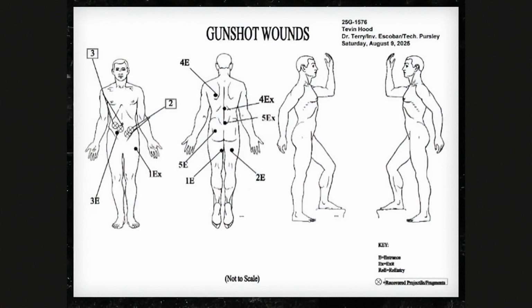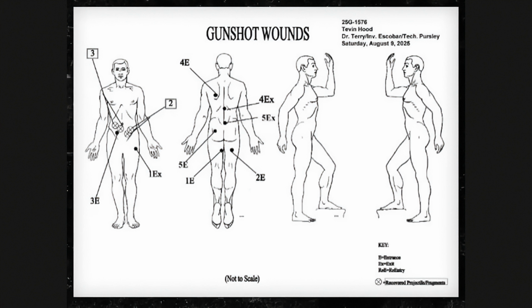You see where it says 3E? The E is for entry. The ones that say EX are exit wounds. So you see 3E, that is in the lower abdomen. That's where it entered. And you can see that it didn't actually exit. There's no 3EX in the entire diagram.